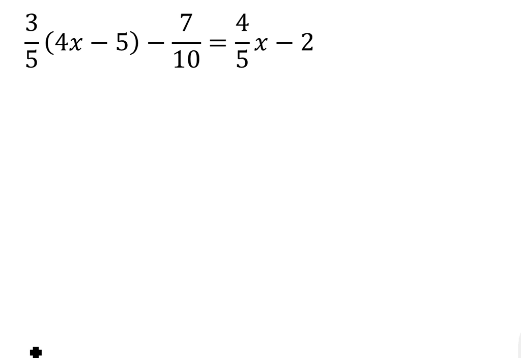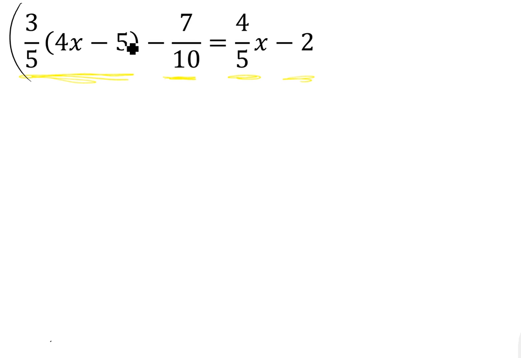One of the things that's kind of tricky here is that when you look at this, you've actually got several different terms on each side. For example, on the left-hand side, I've got this term, because it's 3/5 times the quantity of 4x minus 5, and then I've got this term. On the right-hand side, I've got this term and this term. So when I multiply both sides of the equation by 10 to clear the fractions, I've got to be really careful that I multiply all terms on both sides by that value 10.